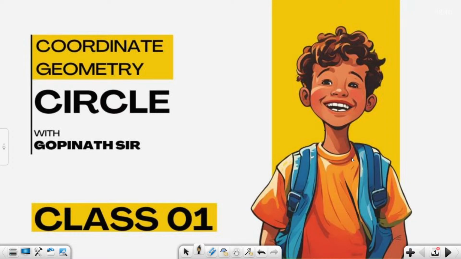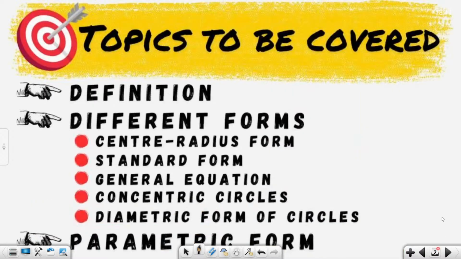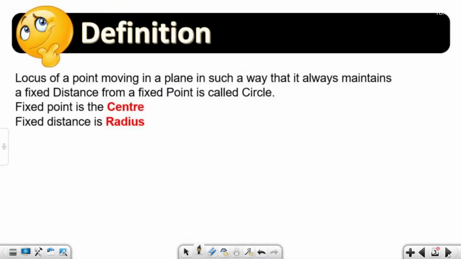And in this class, we are going to cover the basic things of circle, and they are first the definition, then different forms of circles: center radius form, standard form, general equation, concentric circles, diametric form of circles, and last but not the least for this lecture is the parametric form. So let us start our class with the definition.